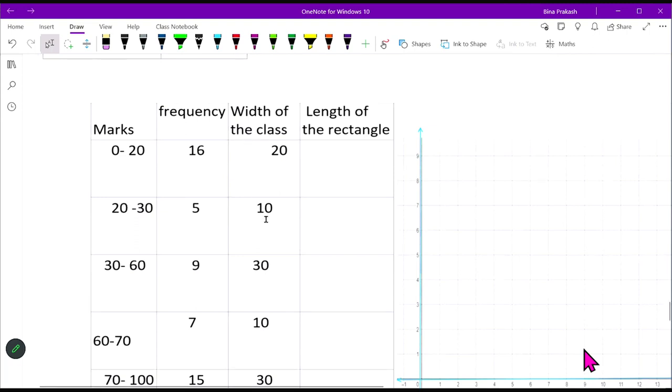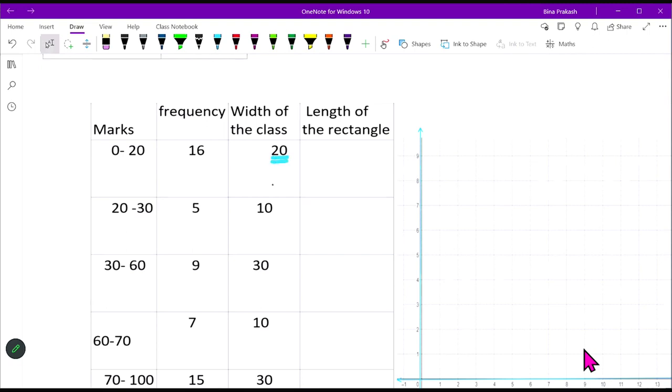Ma'am, due to paucity of time, I'll be requesting you to make it the last question of the session. I'll just complete it first. The width of each class here is 20, then 10 for the next, 30 for the third, next 10, and the last one is also 30. So let us see on which length we can make it uniform. If we can have it in the length of 10, how do we convert the length of the rectangle in terms of 10?